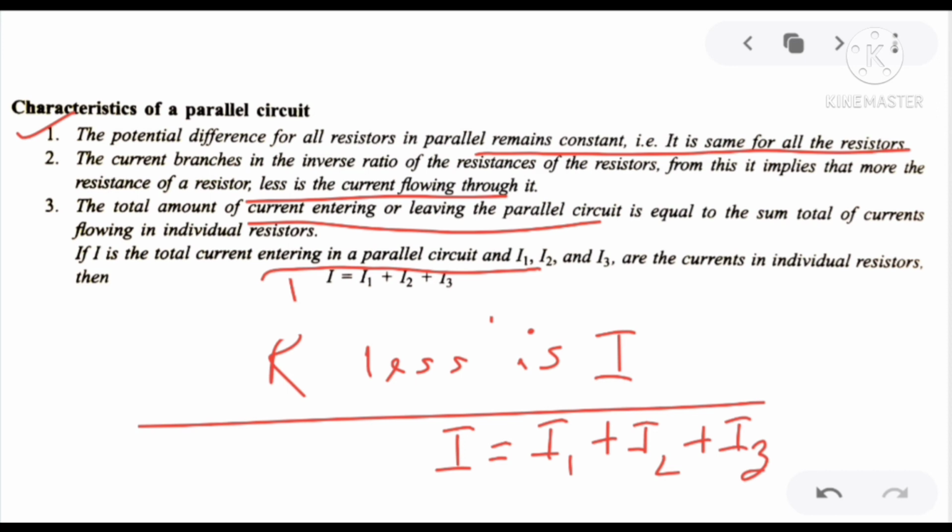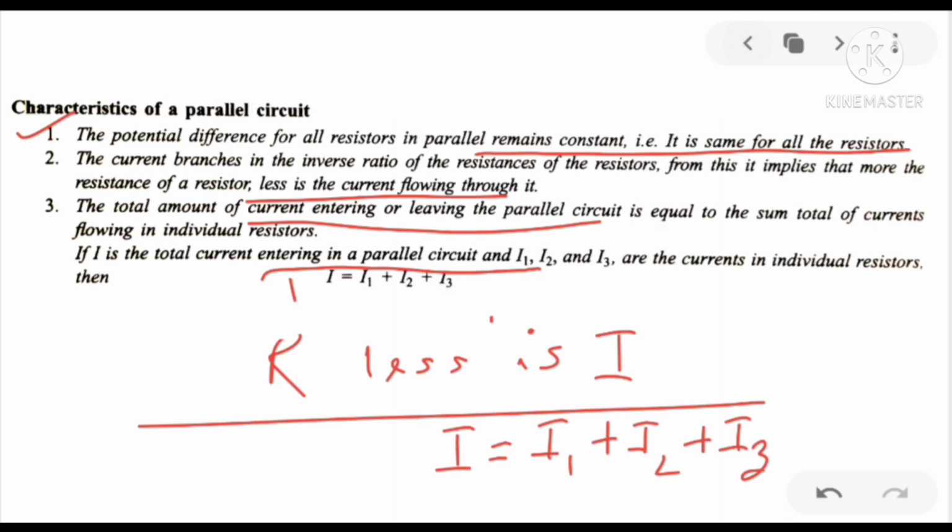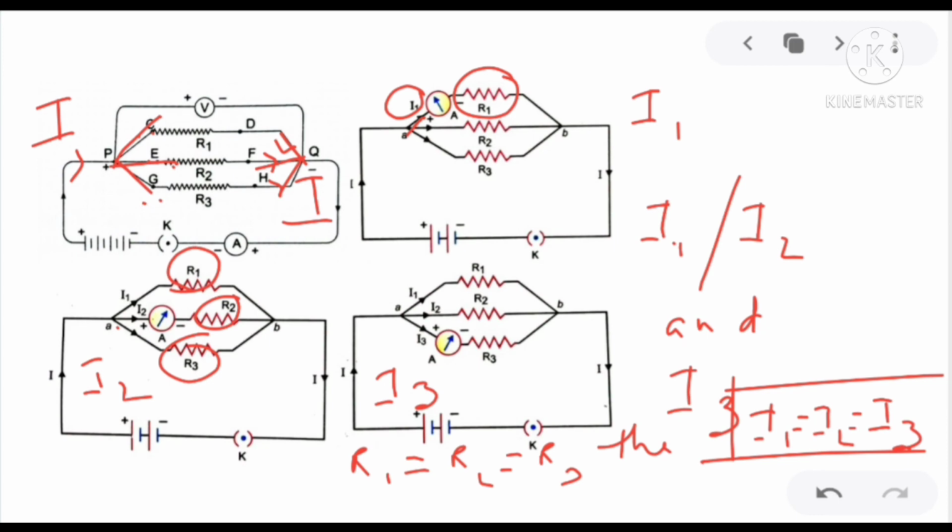Now see, how can we derive the expression for equivalent resistance? How can we find the equivalent resistance of the circuit? That means what is the total resistance of all the three, of this combination? What is the total resistance? We are finding that expression now. How can we find the expression of this net resistance or equivalent resistance of these three resistors? Okay, let us see now.